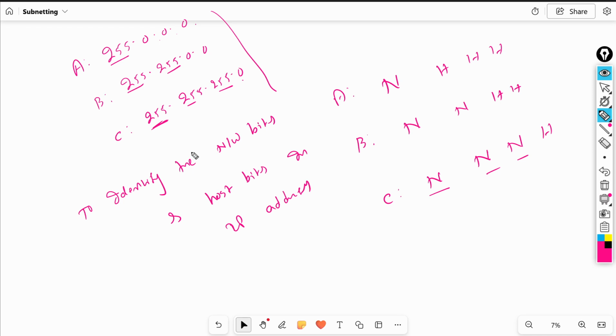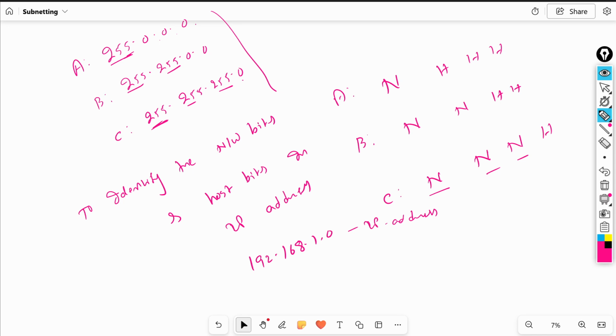The subnet mask is used to identify the network bits and host bits in an IP address. Without a subnet mask, we cannot identify the network bits and host bits in an IP address. For example, I have 192.168.1.0, or 1.2, 1.3, whatever it may be. This is one IP address. So how can you identify how many network bits and how many host bits there are?